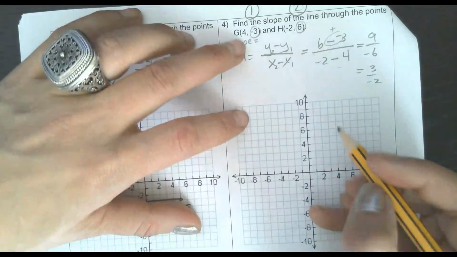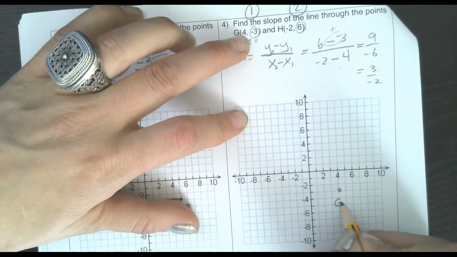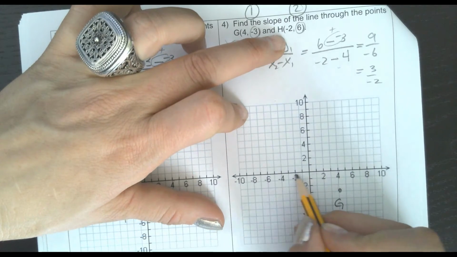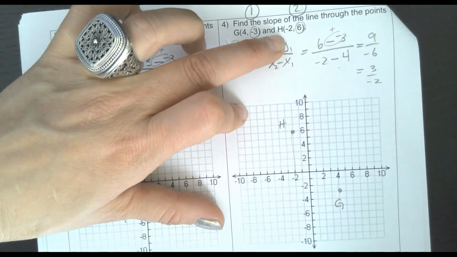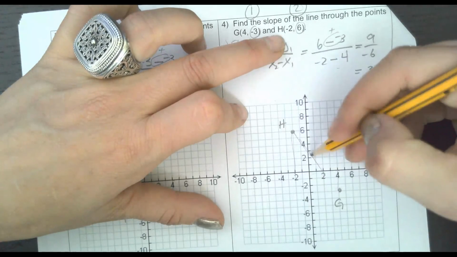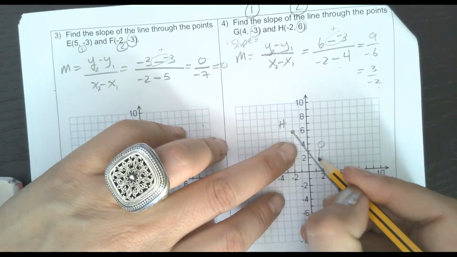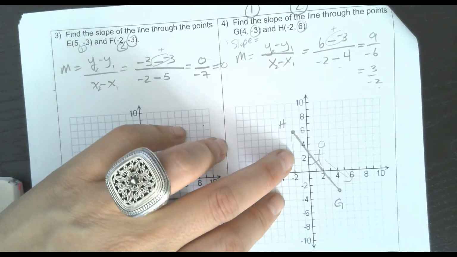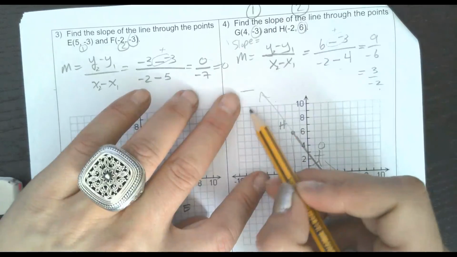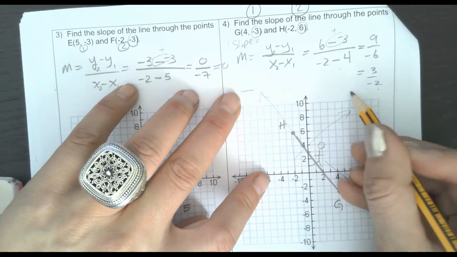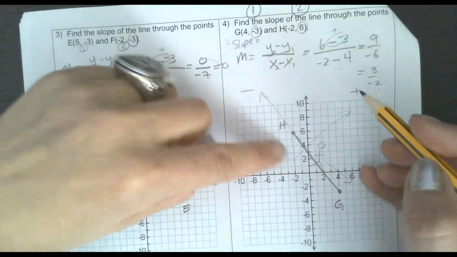Okay, so let's graph it. For negative 3, that's G. Negative 2, 6, H. It's a negative, which means I'm standing here and going down. Okay, or you can say it's pointing into this direction. If it's pointing this direction, it's negative. If it's pointing this direction, it's positive. Okay, now let's check the slope.